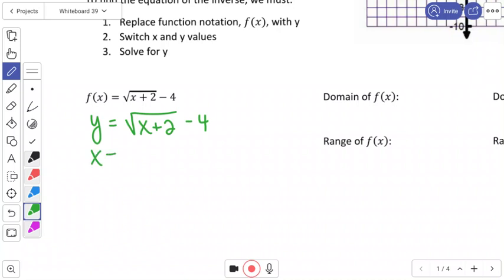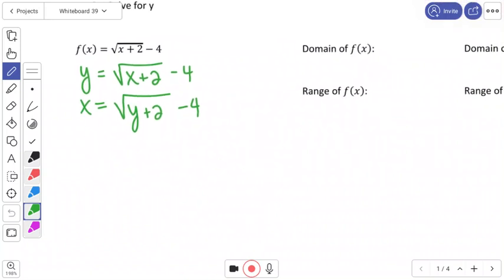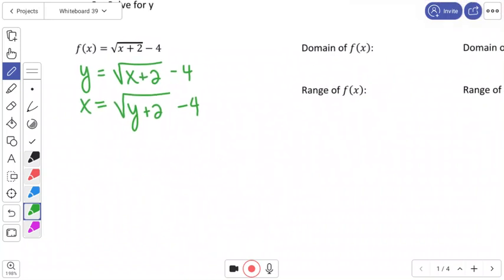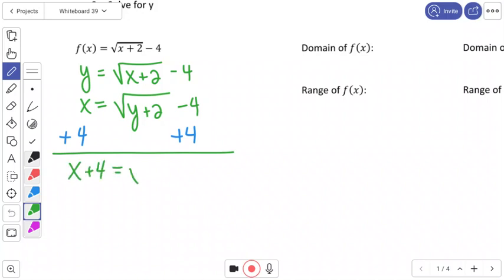Our second step is to switch the x and the y values. So x equals the square root of y plus 2 minus 4. Our last step is to solve for y. How do we solve for y? We've got to isolate it by adding 4 to both sides of our equation to start. That gives us x plus 4 equals the square root of y plus 2.